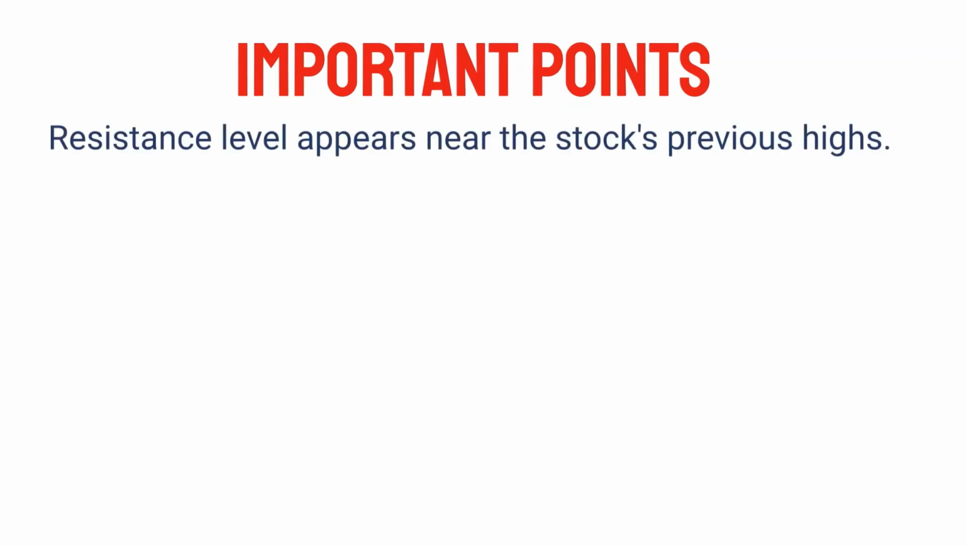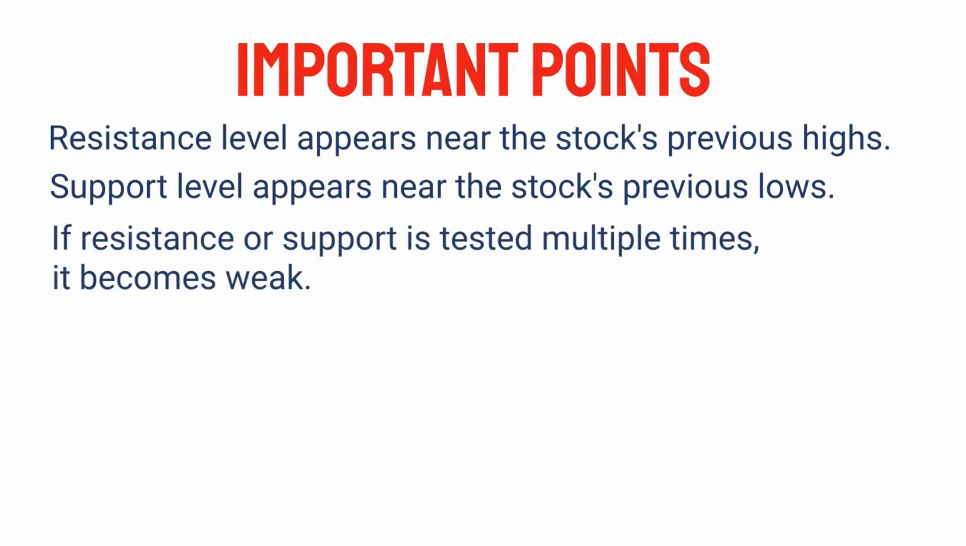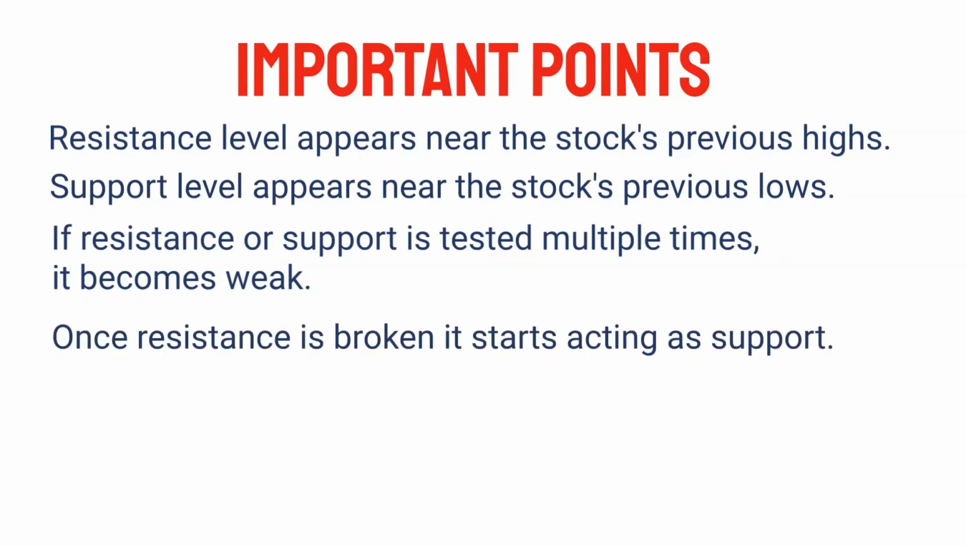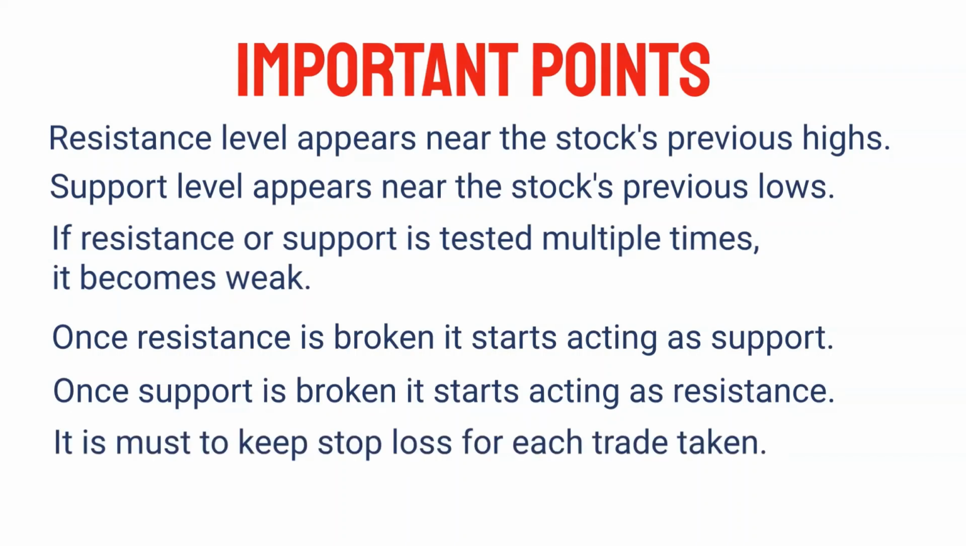I hope I was able to make things clear. Let me repeat a few important points. The resistance level appears near the stock's previous highs. The support level appears near the stock's previous lows. If resistance or support is tested multiple times, it becomes weak. Once resistance is broken, it starts acting as support. Once support is broken, it starts acting as resistance. Always trade with the trend, and it is a must to keep a stop loss for each trade taken. There is never 100% accuracy in the stock market. These are patterns with higher possibilities.